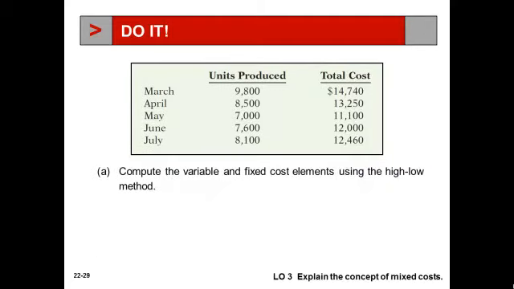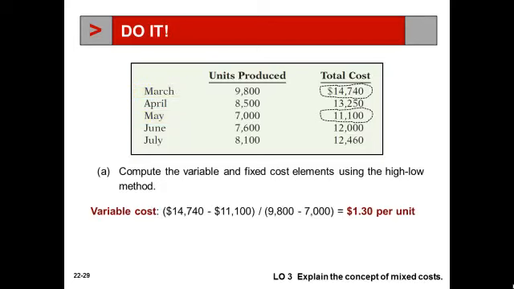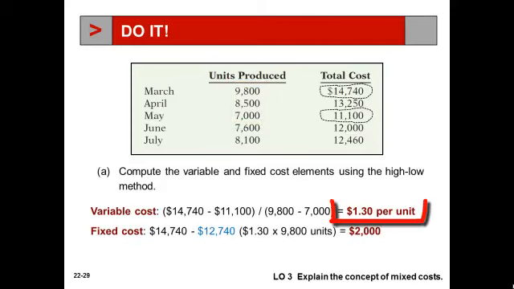So first, let's look at our high-cost month, March, $14,740. Search out our low-cost month, May, of $11,100. And let's compute the variable costs related to this. $14,740 minus $11,100, the change in cost level based on high versus low, and divide that by the change in units, 9,800 at the high level, 7,000 units at the low level, yields $1.30 per unit variable costs.